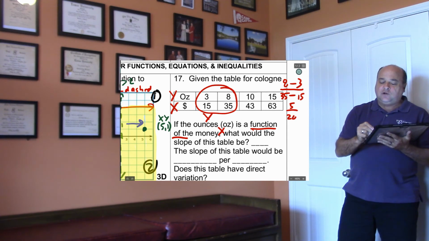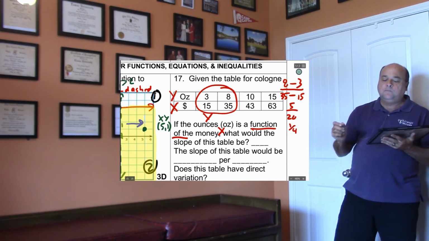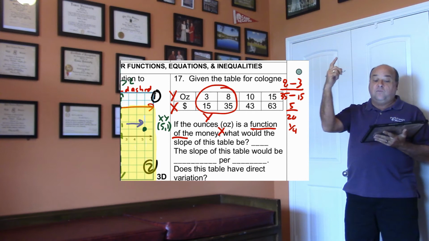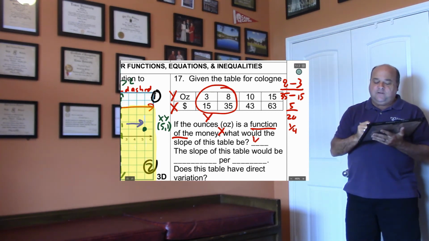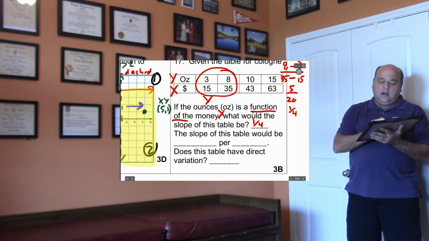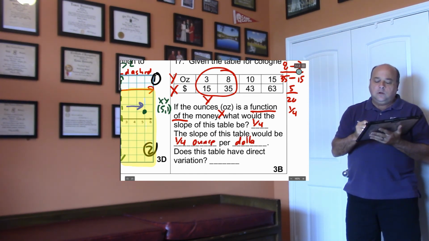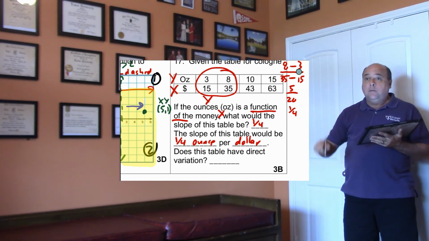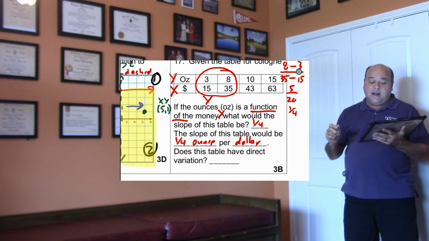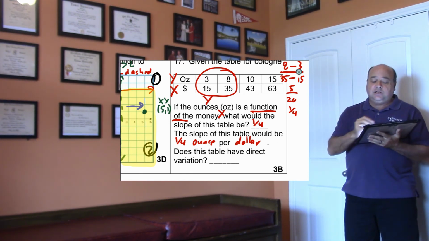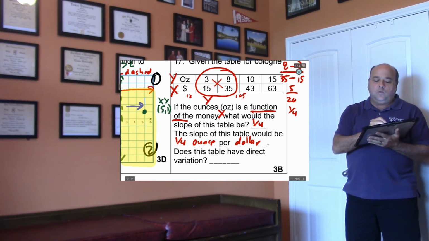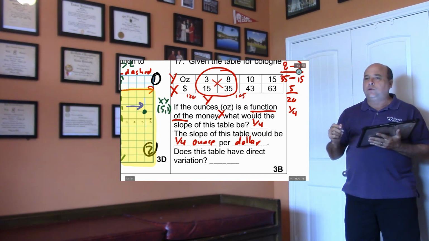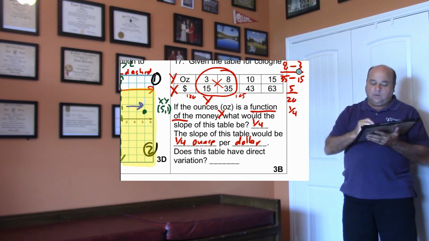We would get 5 over 20, which is 1/4. So it's 1/4 of an ounce per $1. So the graph of the table would be 1/4, and it'd be 1/4 ounce per dollar. Or you could say 1 ounce is $4. But for $1, I could get 1/4 of an ounce. Does this table have direct variation? If I were to cross multiply this, I would get 105 and I would get 120. The table is not proportional. So it does not have direct variation.